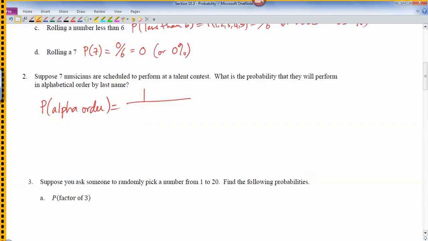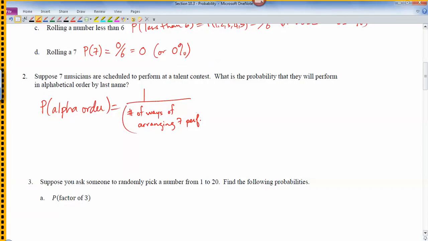And then you need to figure out how many ways there are to actually arrange the 7 performers. So the number of ways of arranging the 7 performers.